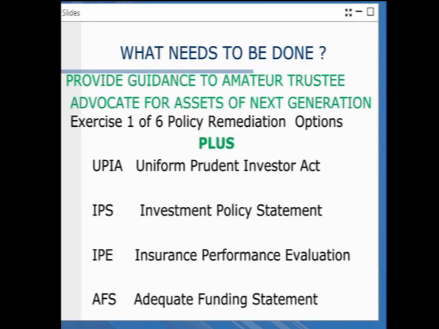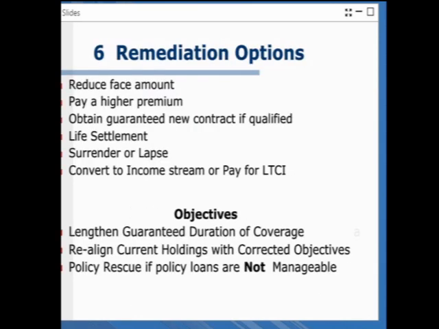So what needs to be done? Well, two things. One, there are various remediation options, and then there are various acronyms, which I'll discuss in just 1 second. What are the remediation options? Well, we can certainly reduce the face amount. We can certainly pay a higher premium. We can try to obtain a new contract if, in fact, the medicals allow us to do this. We can sell a life insurance policy similar to the way that we would sell an automobile or a house. The worst option is to basically surrender or lapse that policy.